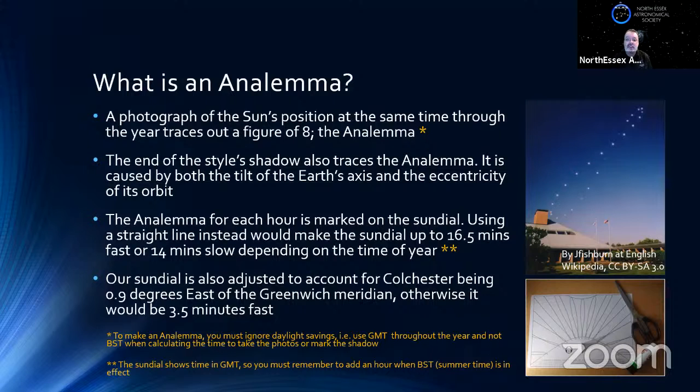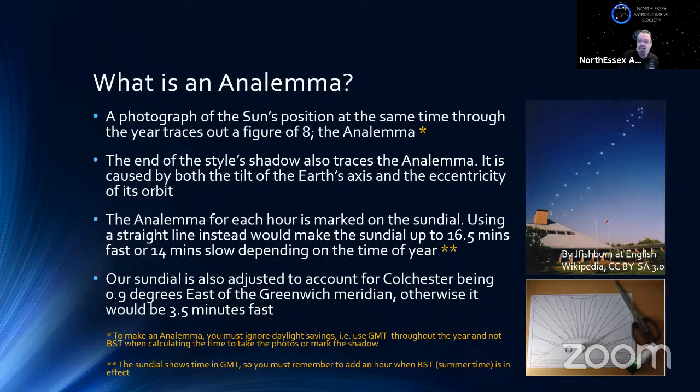Now you can see that if you look at the sundial, all we've got is the analemma drawn for every hour of the day, and that will correct for the fact that a normal straight line sundial without the analemma on it can be wrong by as much as, let me just check for you here, I think it's 16.5 minutes fast or 14 minutes slow, depending on what time of year it is. So you can have a half hour error with a straight line sundial. The analemma is much more accurate, down to the minute for the hour.